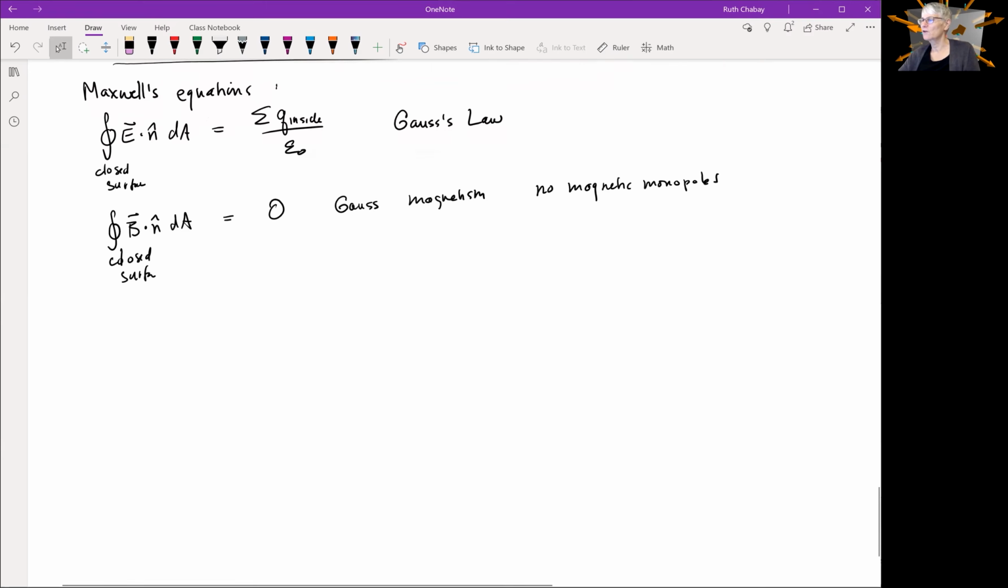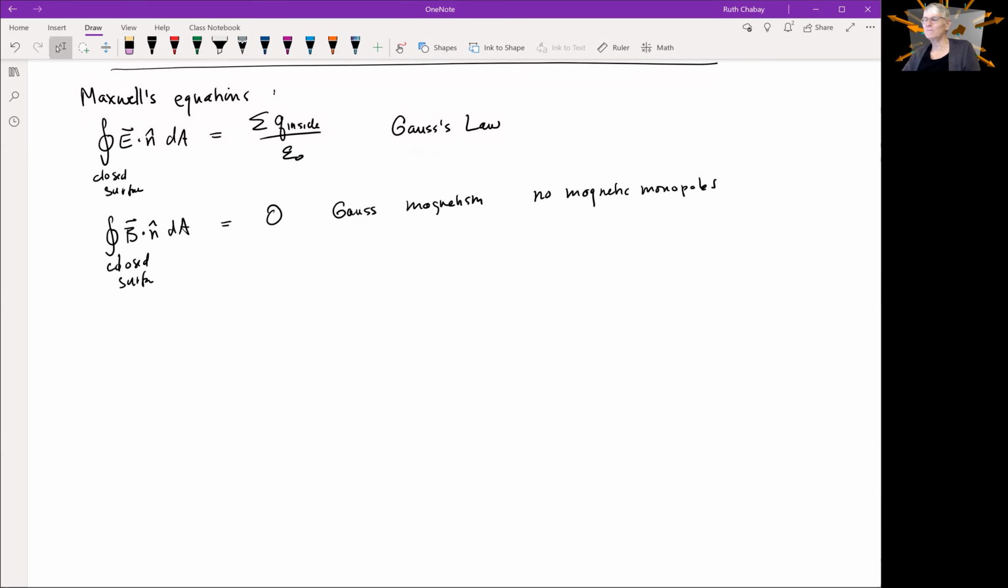Really like grown-ups, Maxwell's equations. Then there's an equation that isn't quite complete. So we know that the round trip potential difference is 0, but there are some qualifiers. So what we need here is Faraday's law, which is a topic for next week.